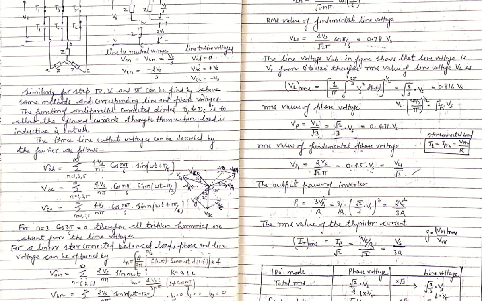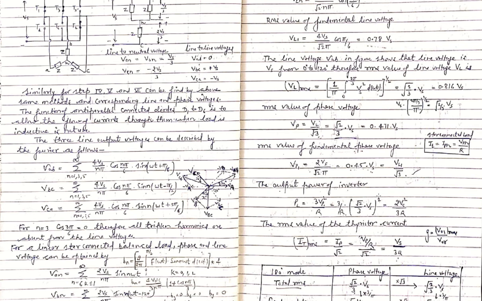So Vp1, the phase voltage of the fundamental component, equals 2 Vs divided by root 2 pi, for n equals 1, and we divide by root 2 to obtain the RMS. It will be 0.45 Vs. And now we calculate the output power of the inverter.